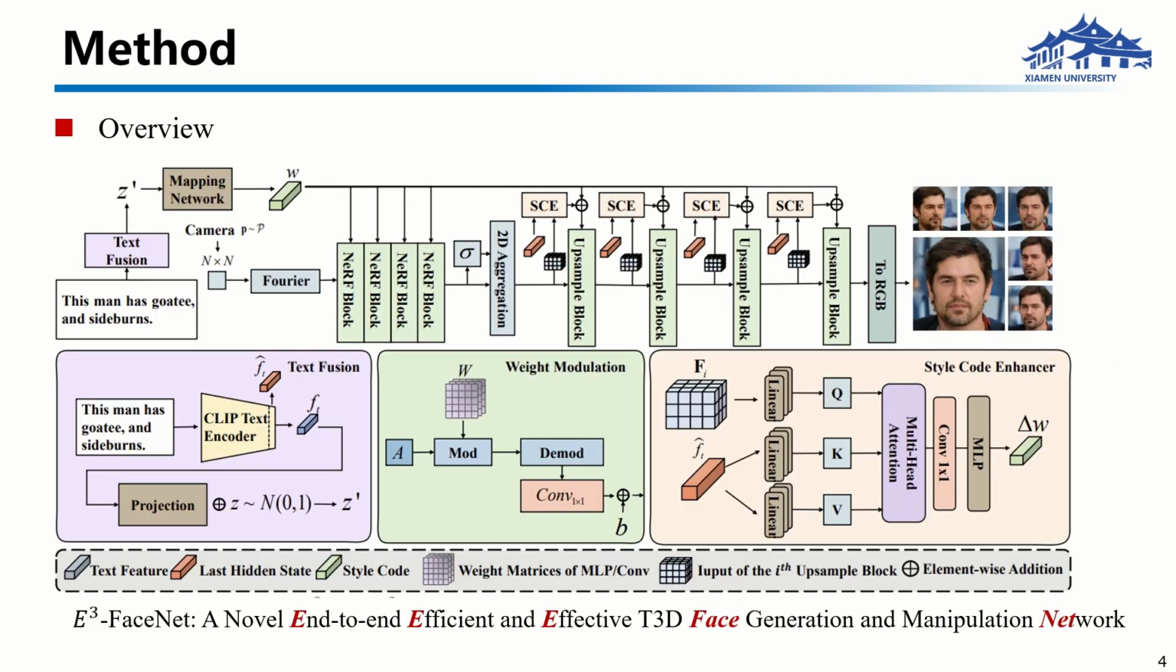We propose a novel end-to-end efficient and effective text-to-3D face generation and manipulation network, termed E3-FaceNet. Concretely, E3-FaceNet is built based on an unconditional 3D generation network called StyleNeRF. In principle, we aim to use the text description to impact the whole process of 3D face generation, including the learning of 3D scene representations, that is, NeRF, and the subsequent 2D upsampling.